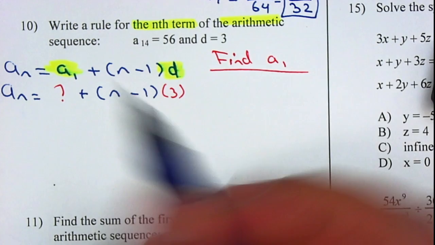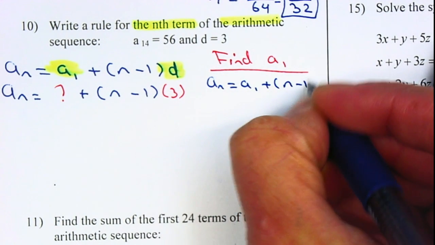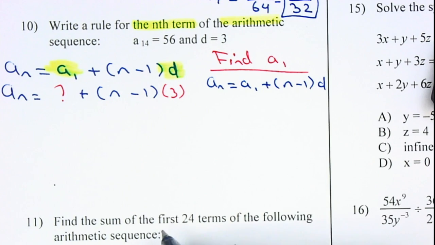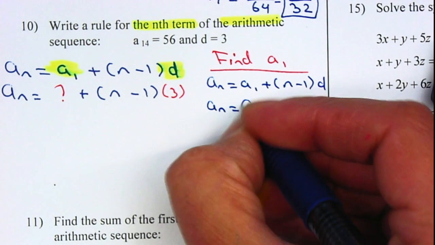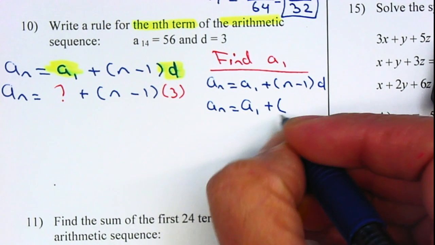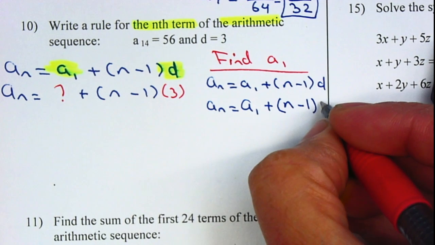I'm going to use the same equation. A sub n is equal to a sub 1 plus n minus 1 multiplied by the difference. And now I'm plugging in what they gave me. A sub n is equal to a sub 1. I have no idea what a sub 1 is. That's what I'm looking for. Plus n minus 1, but I do know that the difference is 3.